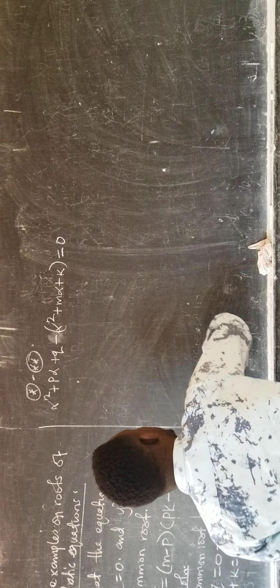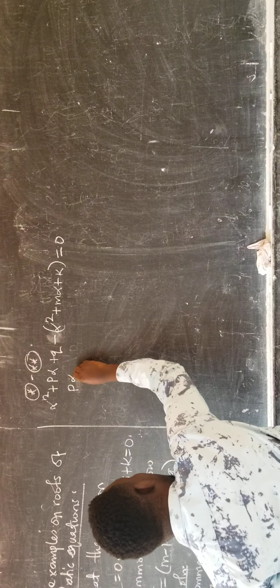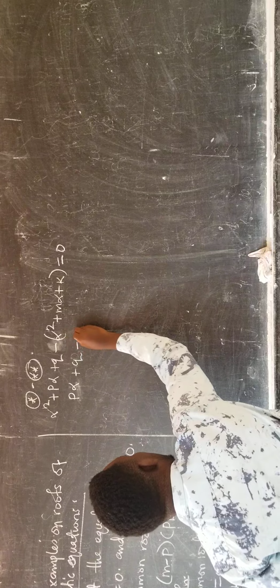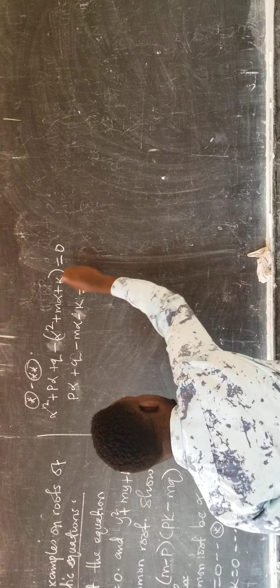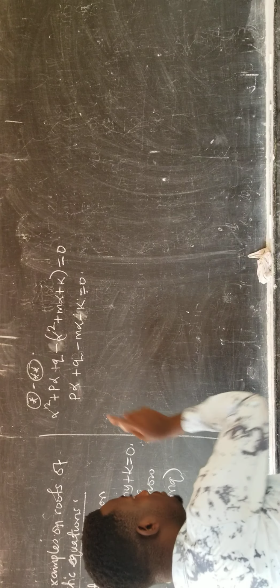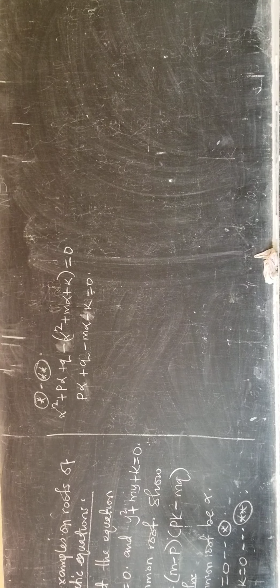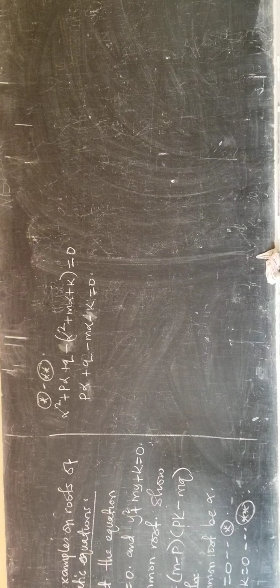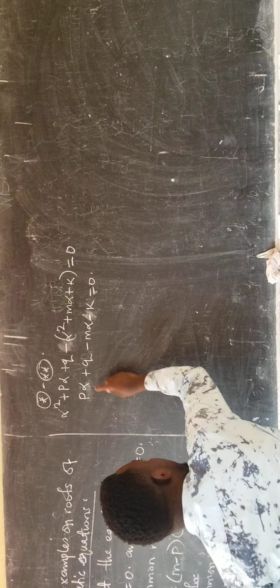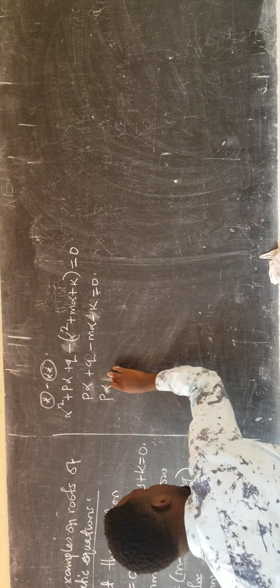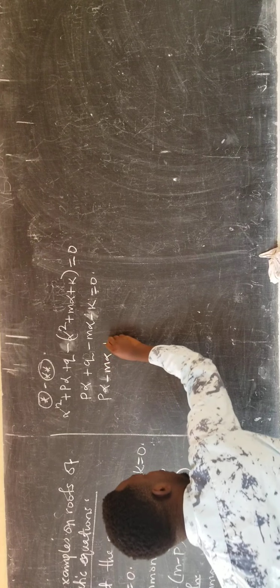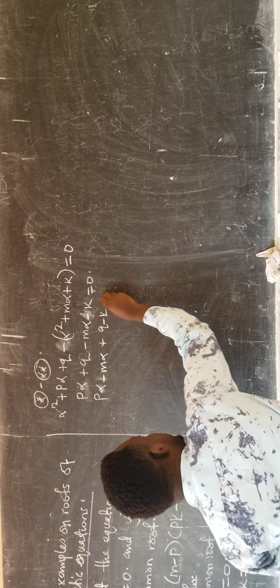So that means the alpha squared will die. So I'll have p alpha plus q minus m alpha minus k is equal to 0. I can make alpha the subject of the formula, and I come and punch it here. The reason why I'll come to punch it here is because in my proof there is no alpha.